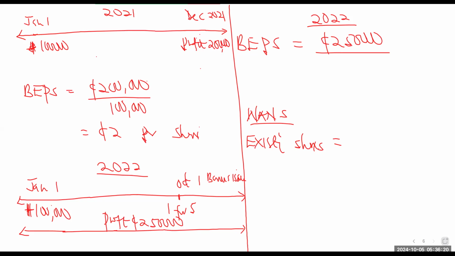We are going to be having 100% plus 20%. Would that be 6/5? Yes. Okay. So we have 6/5 multiplied by the shares that we have over there.